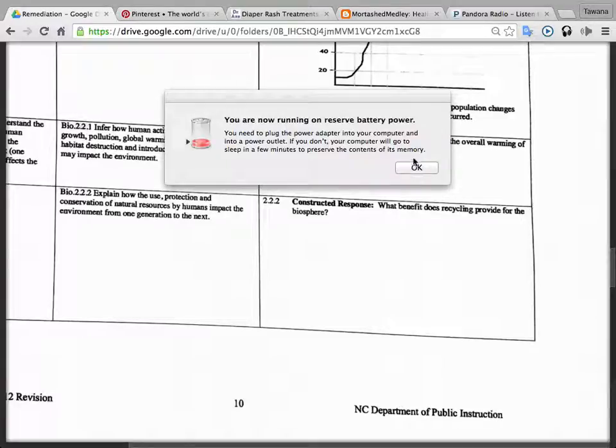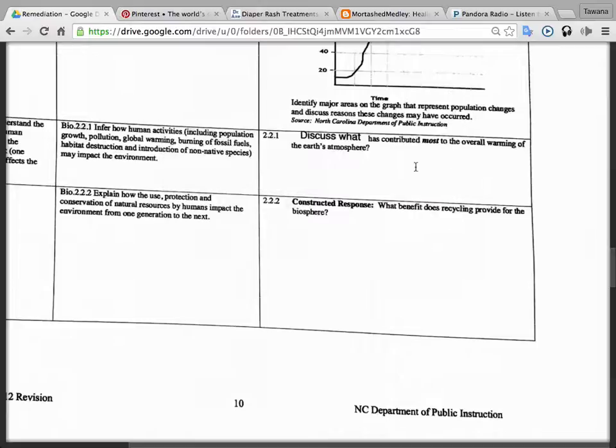Oh crap. Jeez. We need Applehead. Read it to us.